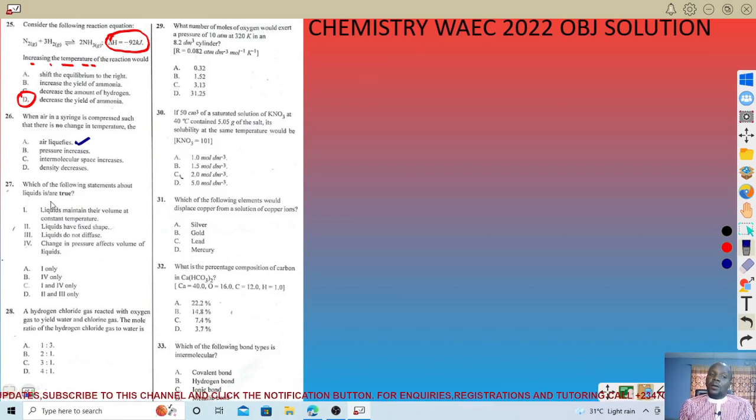Which of the following statements about liquids is or are true? I don't have time, I just do this directly. Liquids have a fixed state? No, no, no. Changes in pressure affect the volume of liquid? Yes, yes. Liquids maintain their volume at constant temperature? Yes, they can. We just talked about that. Yes, 1 is correct. 4 is also correct. Change in pressure affects the volume of both liquid and gas. Please note that. So I'm looking for something that has 1 and 4.